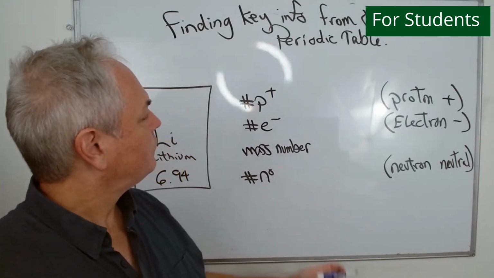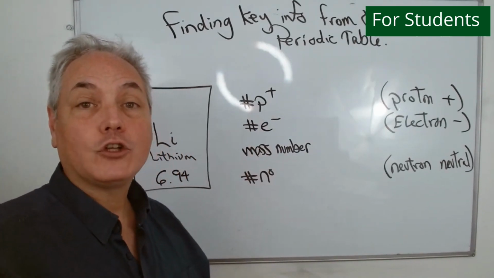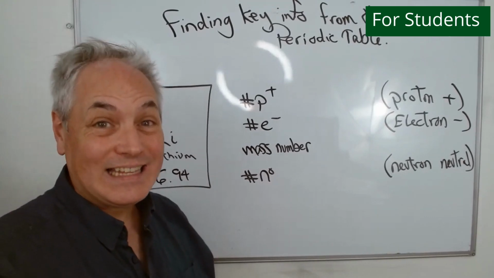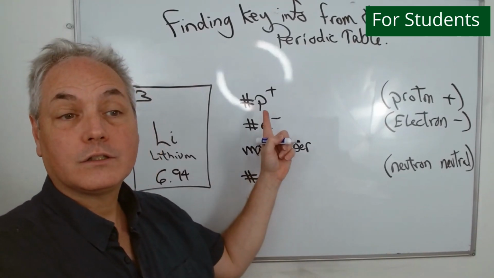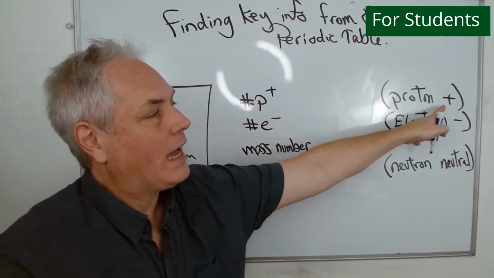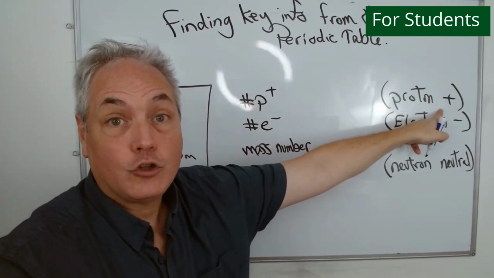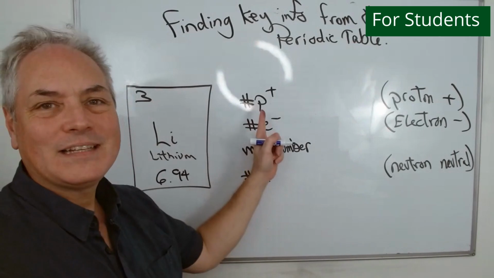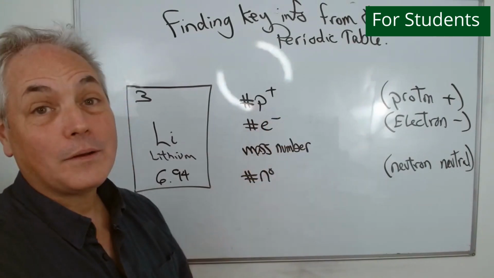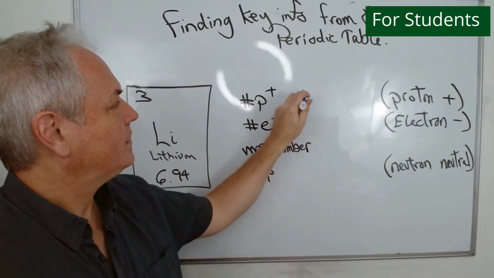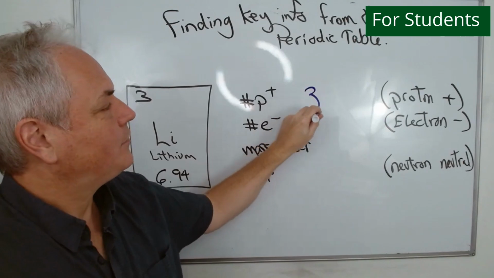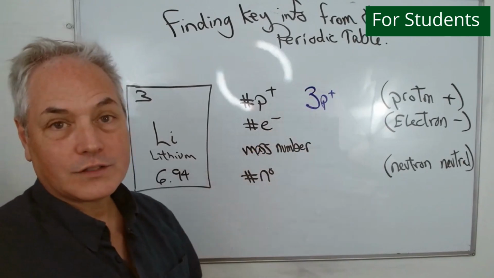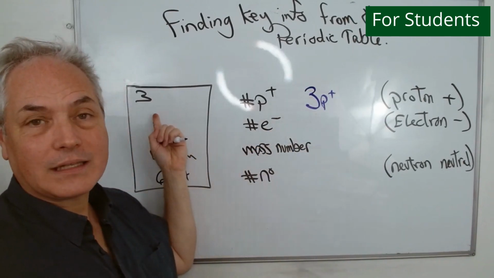So let's see. First of all, if we are looking for the number of protons, it is easy to find because the number of protons is always how many positive charges there are in the nucleus, and it is always the atomic number. So if we're looking for the number of protons in the element or the atom, we have 3 protons. It's easy to find because it's the atomic number.